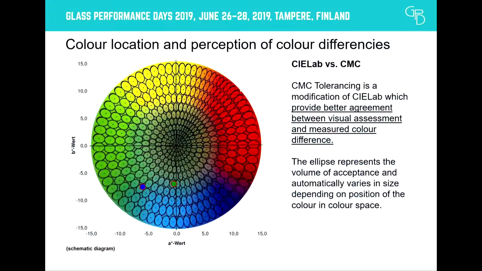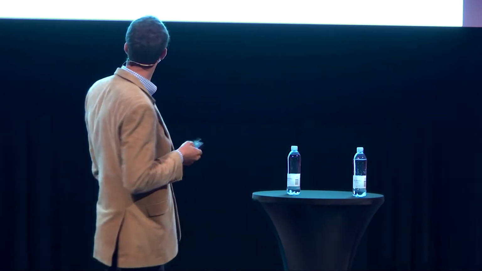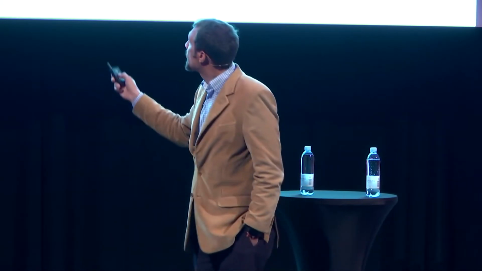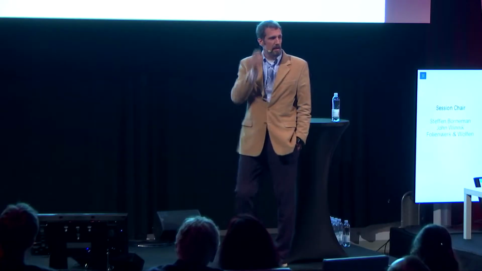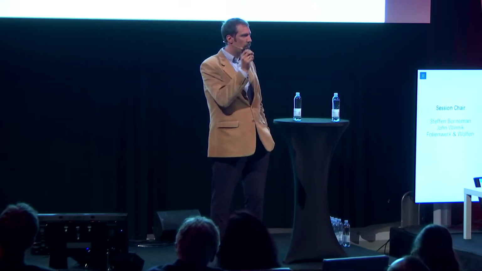So then there is also another system, CMC, and CMC takes into consideration the human perception. Let me explain a little bit about this graphic here. You can see that the outer ovals are quite large, especially here in the green area. And up here in the red, orange area, they get very narrow because we start to get more sensitive in this area. And once we come into this neutral field, they start to become very small because we pick up color differences in this area very quickly.